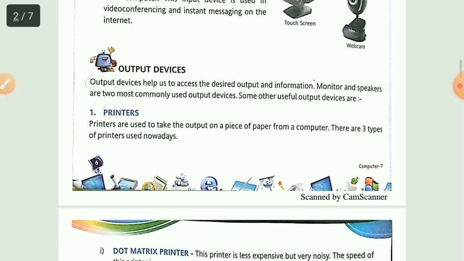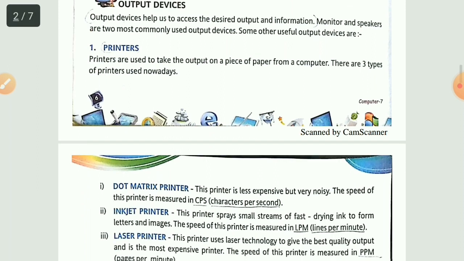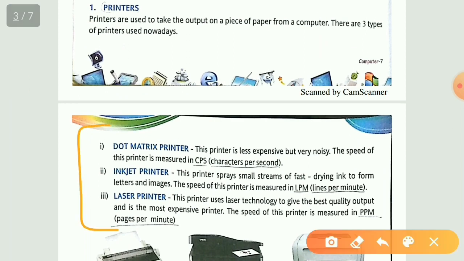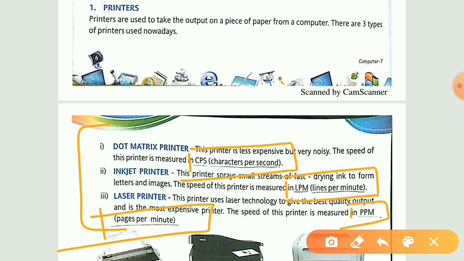Yes, regarding your output devices also we have seen printers. Now three categories of printers we have seen, that is your dot matrix printer, inkjet printer, as well as laser printer. See, students, over here in this section, this is very important. As I told you in the previous video also, these might come in your one word answer. So please remember that these will be coming in your fill in the blanks or 1 mark questions, like how the speed of a dot matrix printer is measured. Like this question you might be getting. So from these three sections you might get one question.